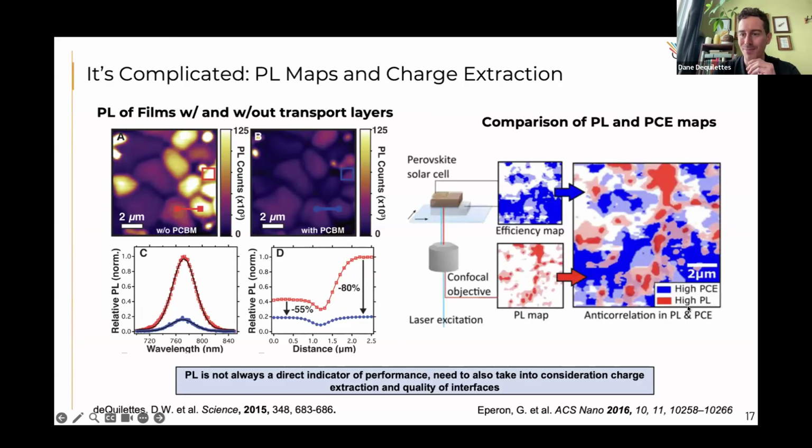And this is just showing some of the results there, which was showing this anti-correlation between PL and PCE. So this is very different than silicon, where typically regions that have more emission, longer minority carrier diffusion length, have higher performance. And then what we're seeing here is this opposite trend, and it's not a perfect correlation. And so this suggests that a lot of these PL imaging tools that have been developed for silicon may not necessarily directly apply to the way that perovskites behave. So that's a really important thing to note.